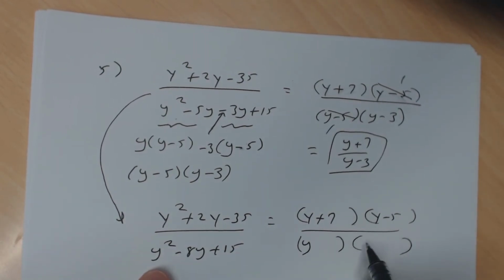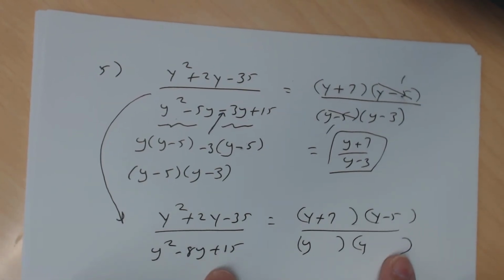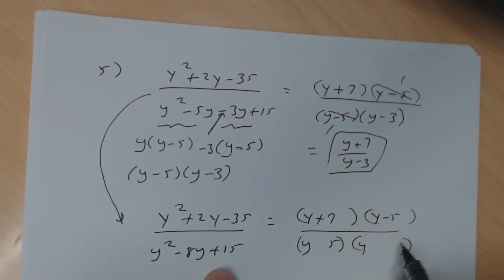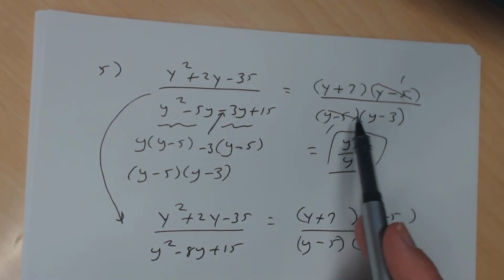Y times y is y squared. The last, what times what, is a positive 15. Let's try 5 and 3. So 5 and 3. The last sign's positive. Remember, that means that these signs in here have to be the same. Either they're both positives or they're both negatives. Is that middle sign. So they both have to be subtraction symbols. All right, and so that's exactly what you had here.